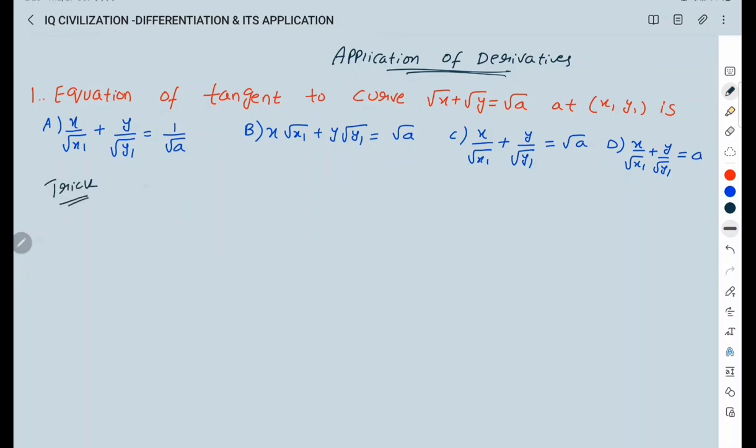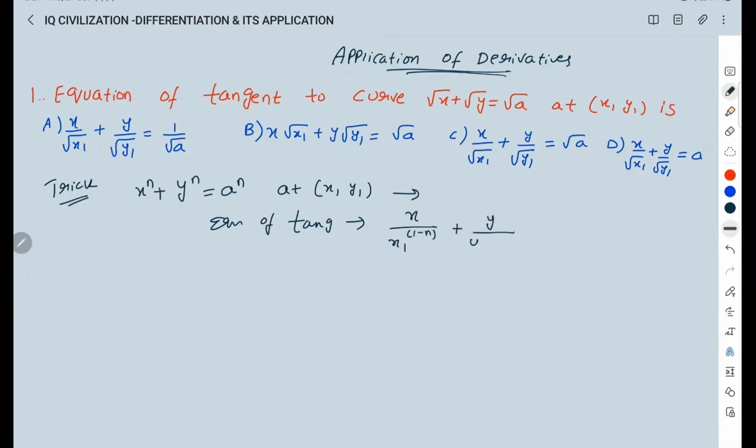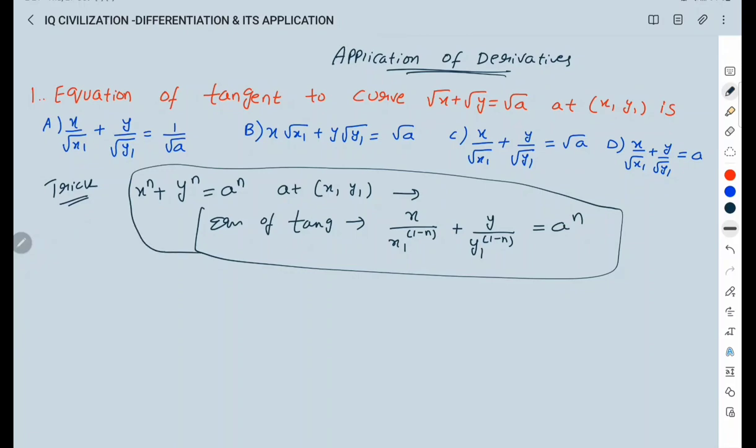Please remember, whenever the equation of a tangent to a curve is of the form x power n plus y power n is equal to a power n, at some point (x1, y1), then the equation of the tangent is nothing but (x by x1) all to the power of 1 minus n plus (y by y1) all to the power of 1 minus n is equal to a power n. Please remember this equation trick for this kind of question.